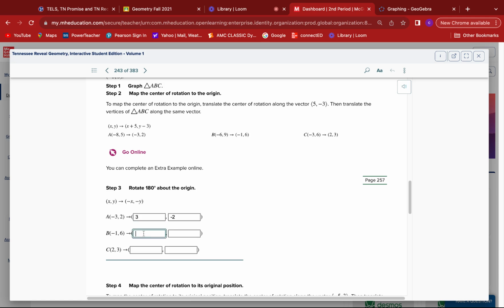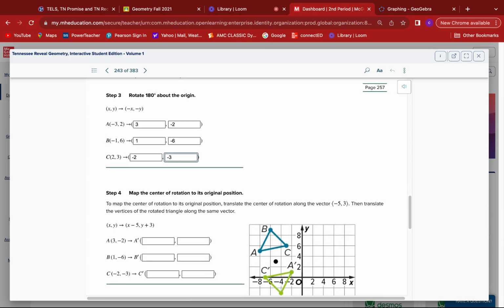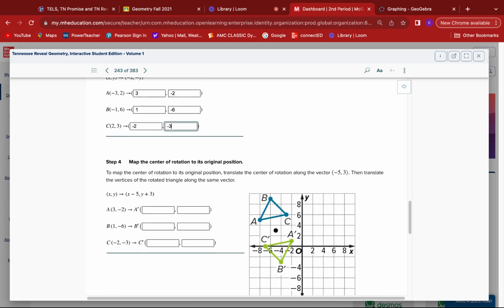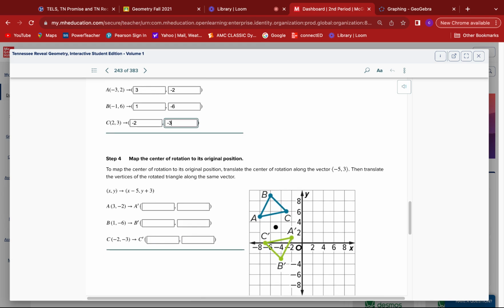This -1 becomes a +1, and this +6 becomes a -6. 2 becomes a -2, and 3 becomes a -3. All right. Step number 4. Map the center of rotation to its original position.